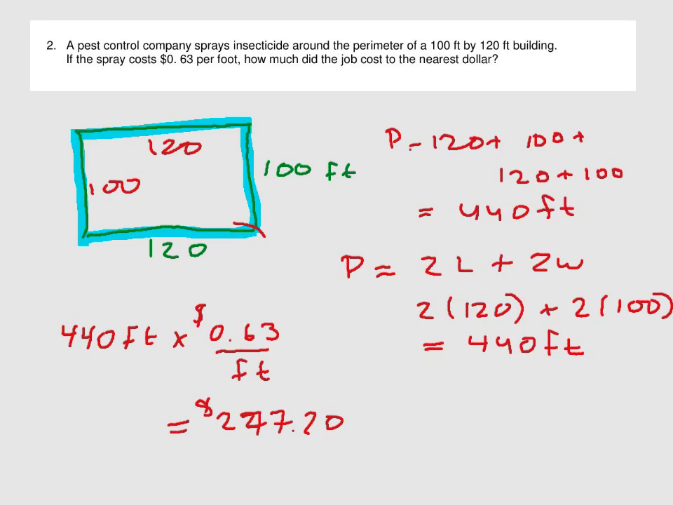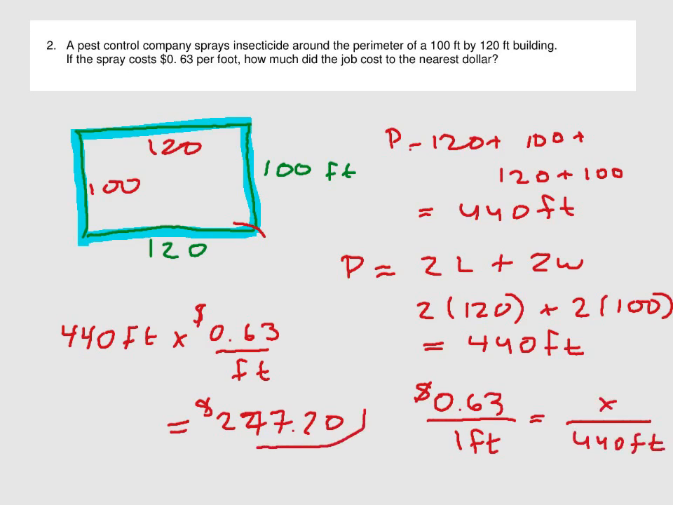You could also set it up as a proportion. If there's 63 cents or $0.63 of a dollar in 1 foot, then how much would it cost for 440 feet? So 440 times 0.63 gives you the same answer as before, $277.20.